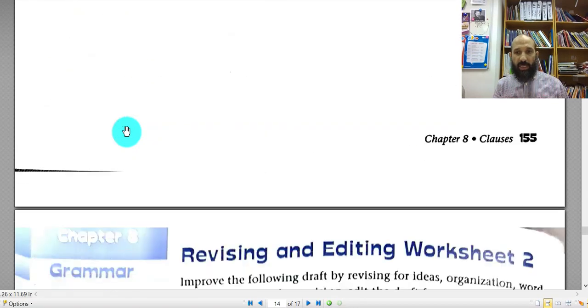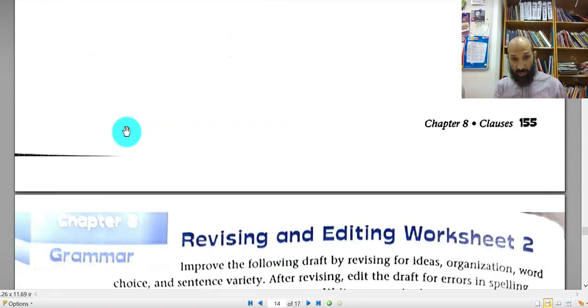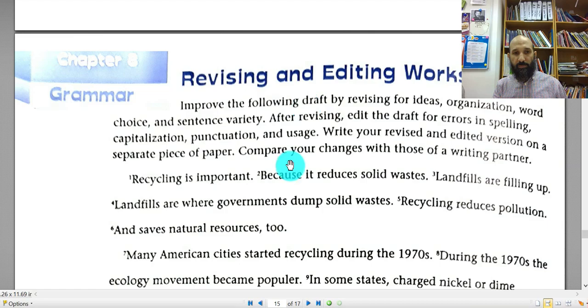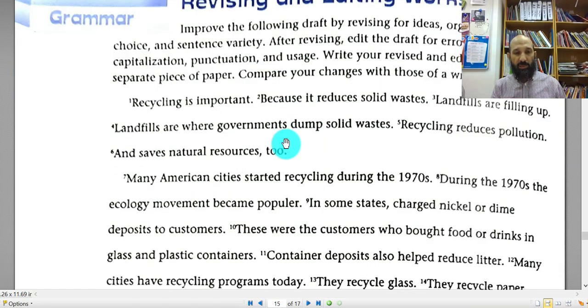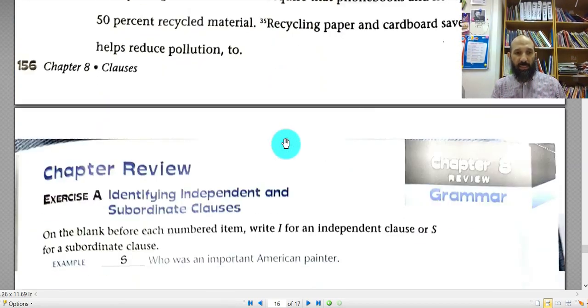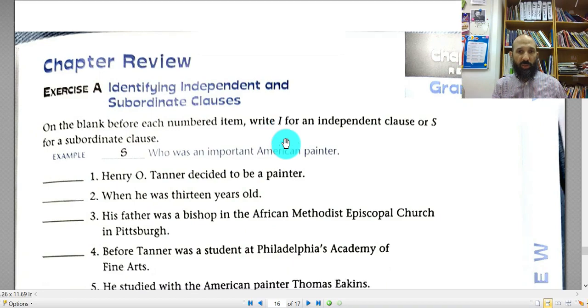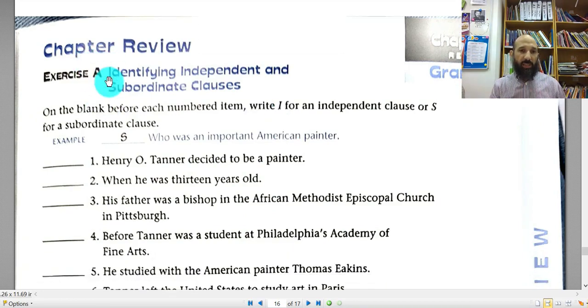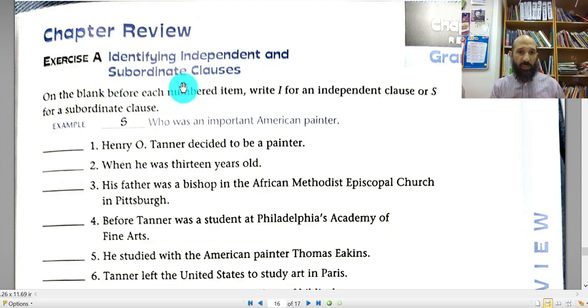The activity on the next page, 156, is pretty much the same thing. So you need to look at it and do it. And we come to another type of activity here. It's called chapter review: identifying independent and subordinate clauses.